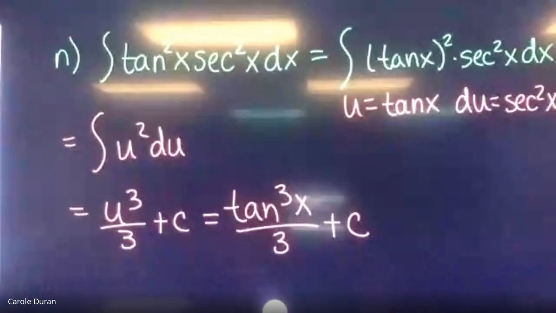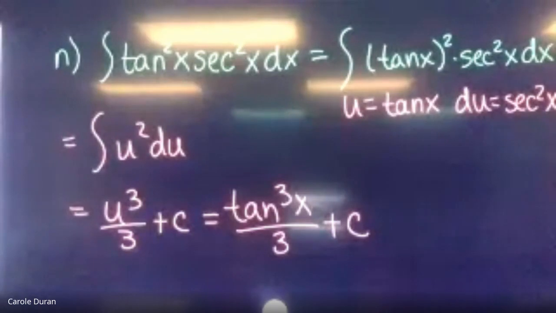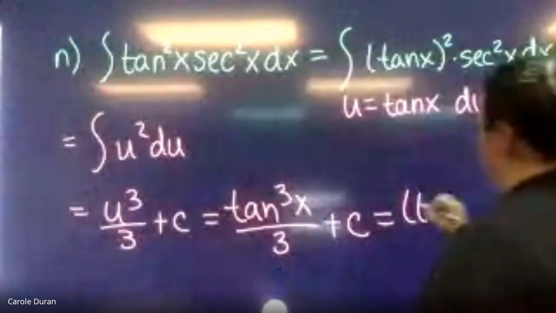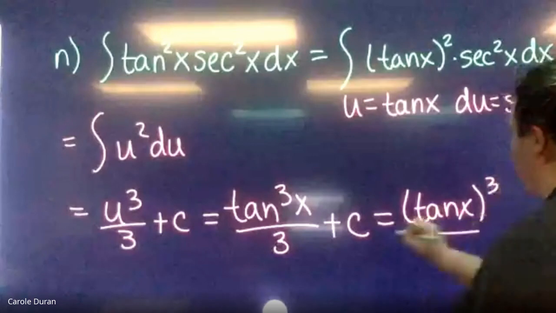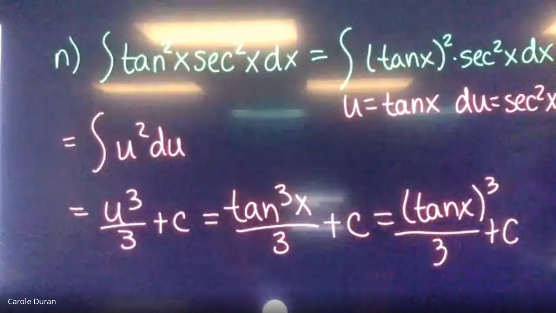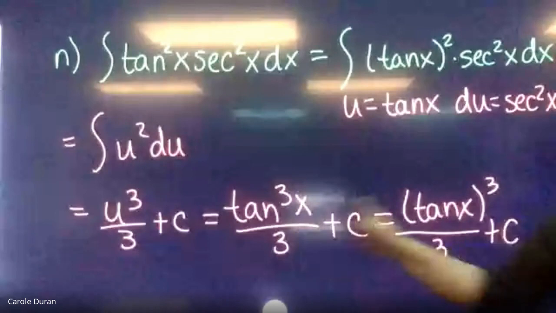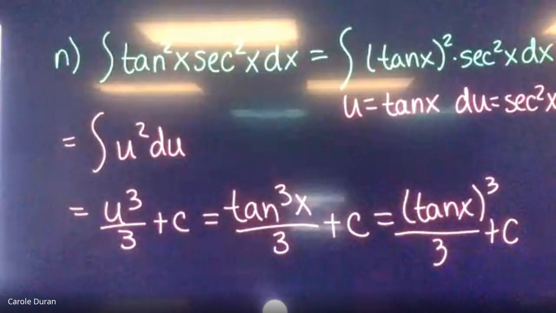I have a migraine. Is that the same as tangent x in the parentheses and then cubed on the outside? Yes, they are exactly the same. Those two are equivalent, it doesn't matter which way you choose to write it. They mean the same thing. Just know that they can be given to you either way, so you should know that they're equivalent to each other. Questions, concerns, or issues with that one?